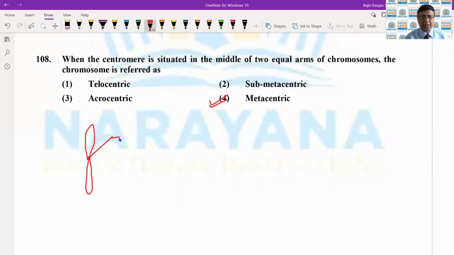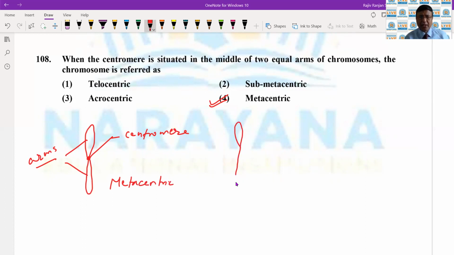Here we see that the centromere is present in between the two arms. The two arms are equal in length, and the centromere is in the middle of the two arms, and this condition is called the metacentric condition. On the other hand, if one arm is slightly smaller than the other arm and the centromere is not in the middle, rather slightly away from the middle, this condition is called submetacentric.